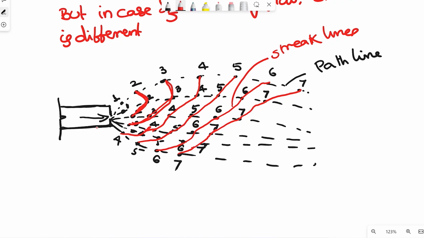What I have done is inject a dye into the flowing fluid for a period of 7 seconds. In these 7 seconds, the positions of the particles that were at the dye jet for each second, 1 second, 2 seconds, 3 seconds, represent the path lines. Now this color line which we have made, representing each time, is what we call the streak line. Whereas in the case of steady flow, streamlines, streak lines and path lines are all the same.